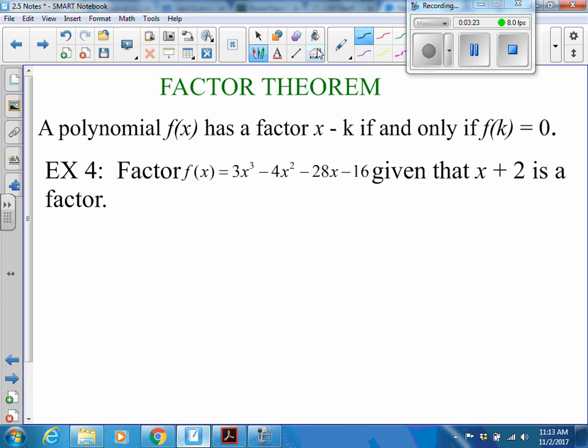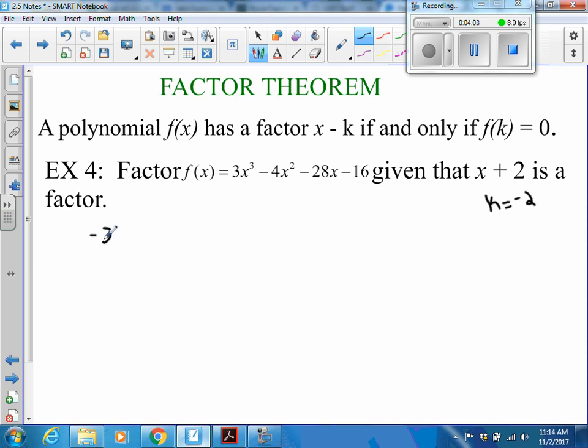Okay, example 4. Now this is using the factor theorem. So they're saying a polynomial f of x has a factor x minus k if and only if the remainder is 0. So if you're using synthetic division, at the very end you should get a remainder of 0 as your answer. So we're going to factor 3x cubed minus 4x squared minus 28x minus 16, given that x plus 2 is a factor. So here, remember, we have to do the opposite of what we see, so our k value in this case is -2. So I'm going to use synthetic division to find my next polynomial.